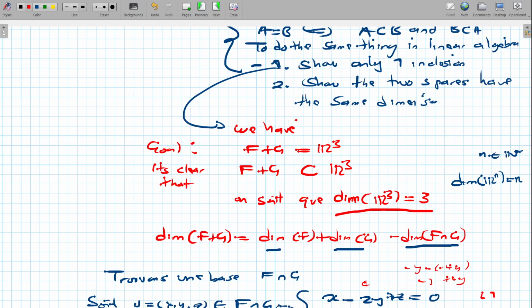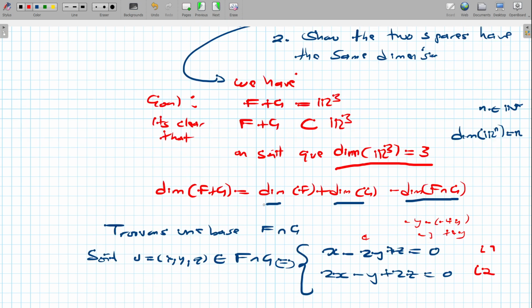Let's go back to this exercise that we have here. So here the dimension of f is 2, and the dimension of g is 2. The dimension of f inter g is 1. So 2 plus 2 is 4, 4 minus 1 is 3. So the dimension of f plus g is 3. So we've shown that f plus g is equal to R3.